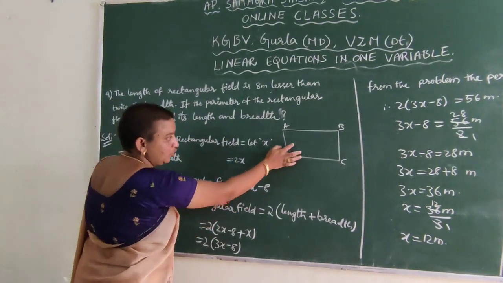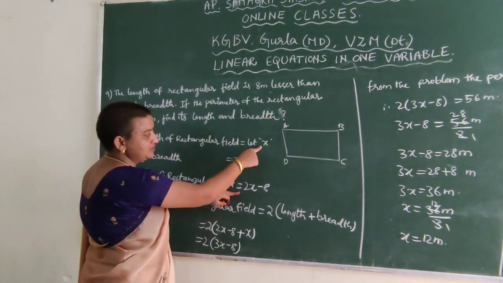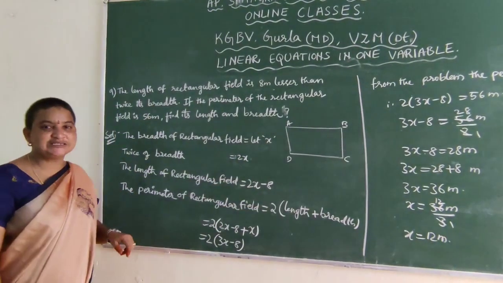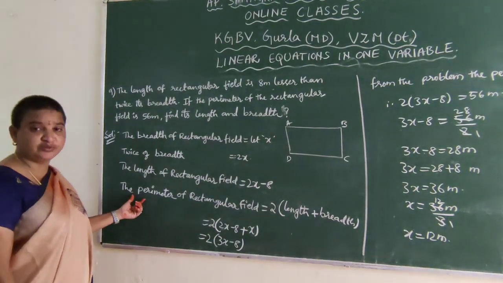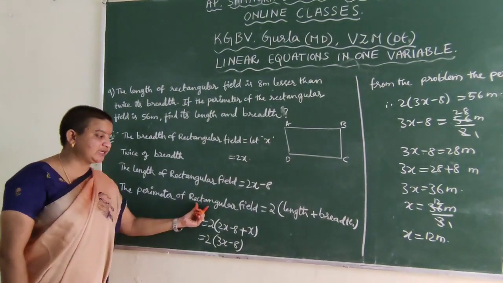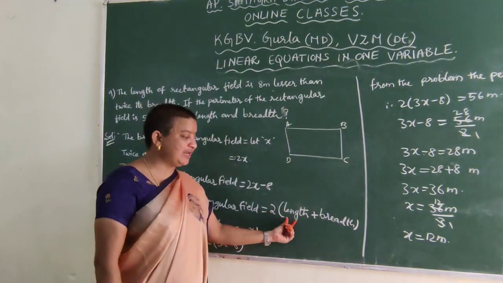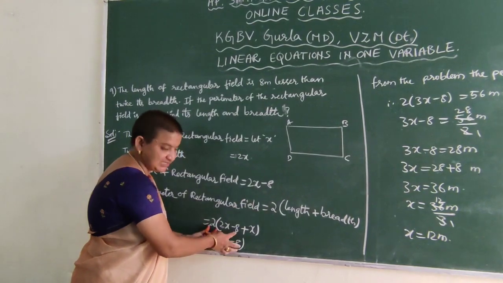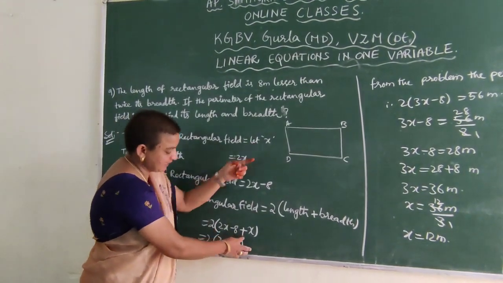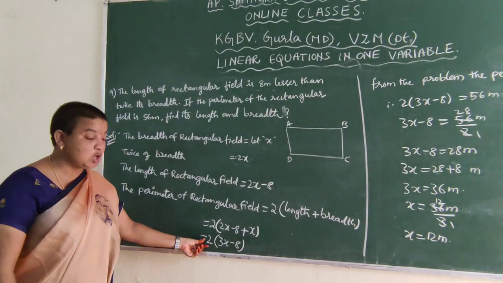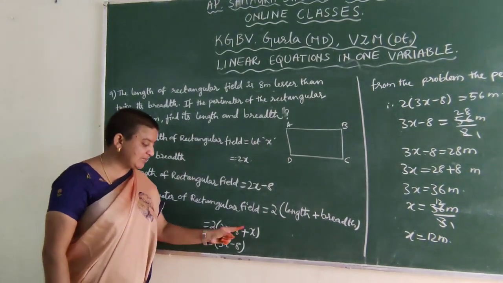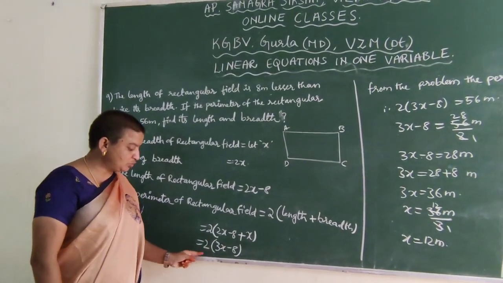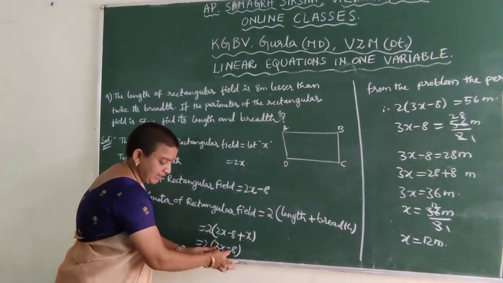So the breadth of this rectangular field is x meters, and the length is 2x minus 8 meters. Now we have to find the perimeter. Perimeter of a rectangular field is 2 into length plus breadth. So 2 into length, meaning 2x minus 8 meters, plus breadth, meaning x meters. So that is equal to 2 into 2x plus x. 2 apples plus 1 apple becomes 3 apples. So 2 into 3x minus 8.